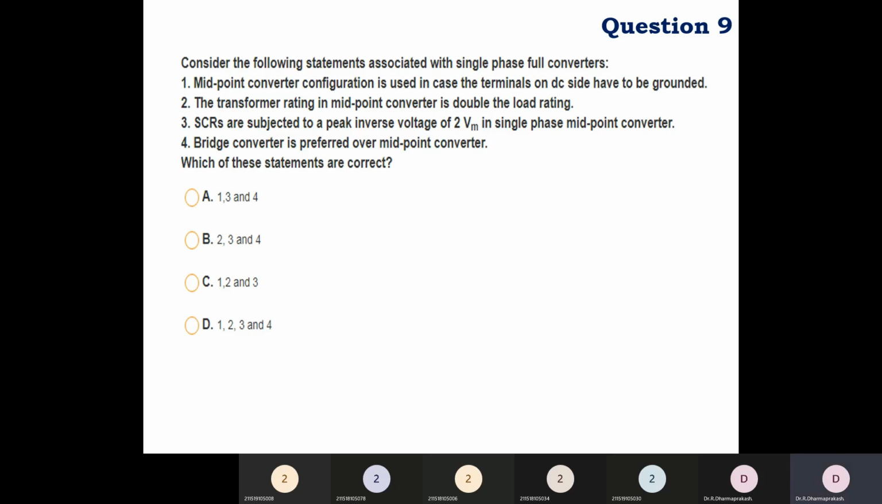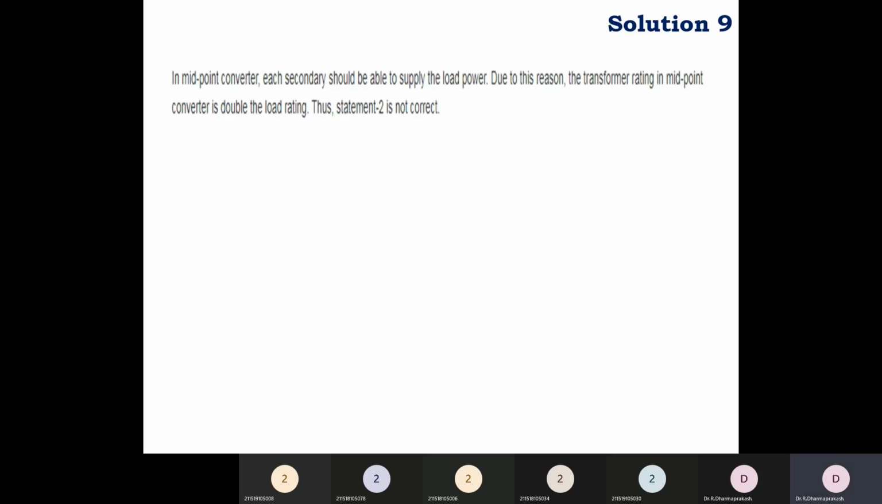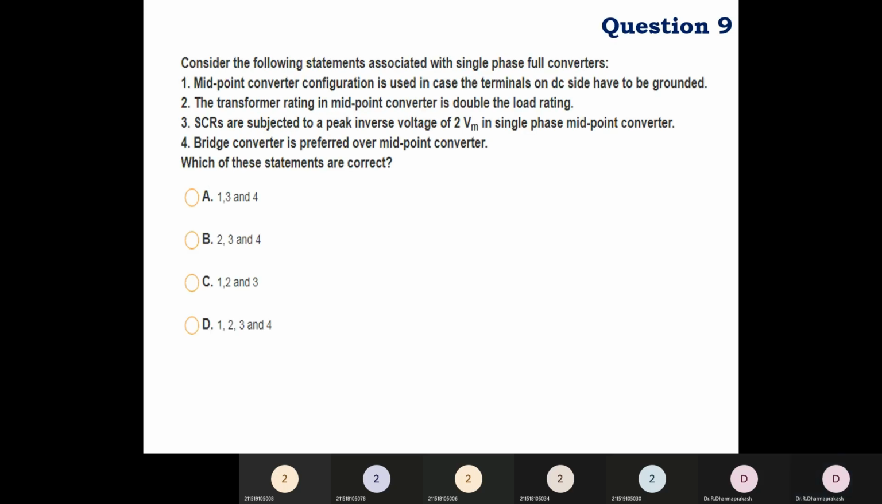We will inspect these statements. In a midpoint converter, each secondary should be able to supply the load power. Due to this reason, the transformer rating in a midpoint converter is double the load rating. Thus, statement 2 is not correct. The remaining things will be correct, right? Except 2, which of these statements are correct? So here, the first option, that is 1, 3, 4, are right. Option 1 is the right answer.